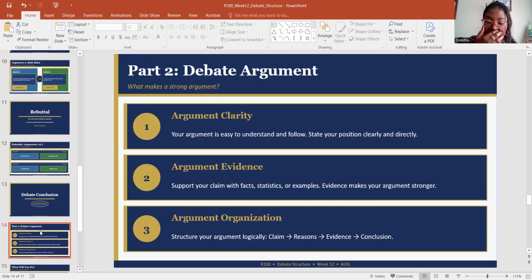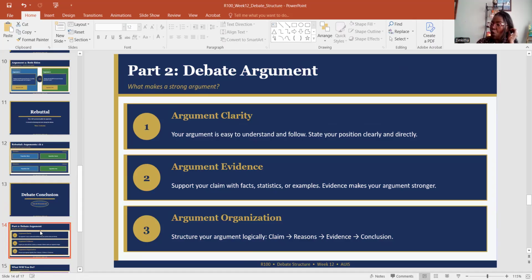So the argument: what makes an argument strong? It needs to have clarity. Your argument should be easy to understand and easy to follow. If I'm sitting there, I need to know from your first introduction, oh, this person is against vaping. Oh, this person is for vaping. It needs to be clear. So clarity is important. Don't just spend time trying to find the most difficult words.